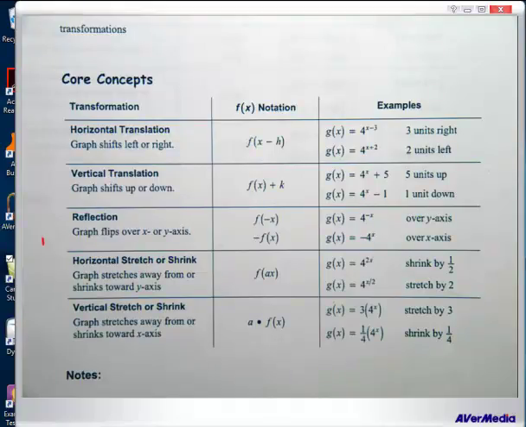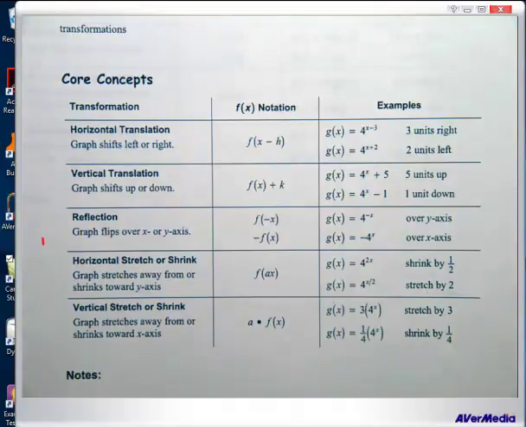A reflection, you can reflect over the x-axis, which is by multiplying by a -1 on the outside. Or you can reflect over the y-axis by replacing x with -x. Horizontal stretches and shrinks occur inside. You replace the x with something. Vertical stretches or shrinks multiply something on the outside of your function. Okay? And that's a big idea.